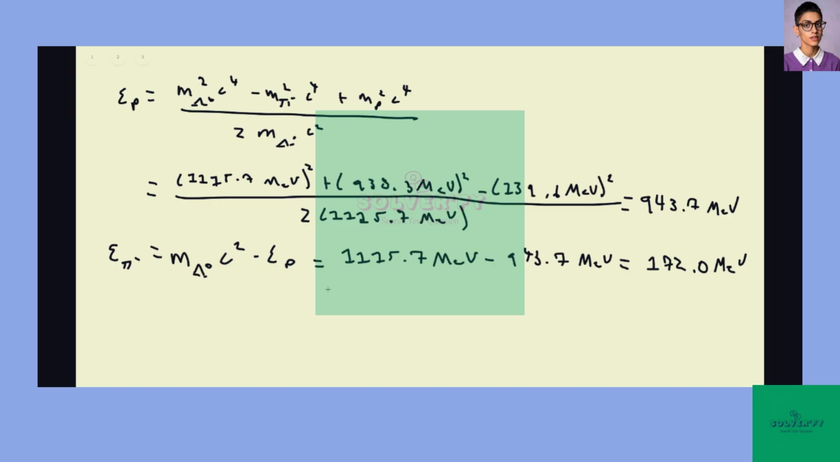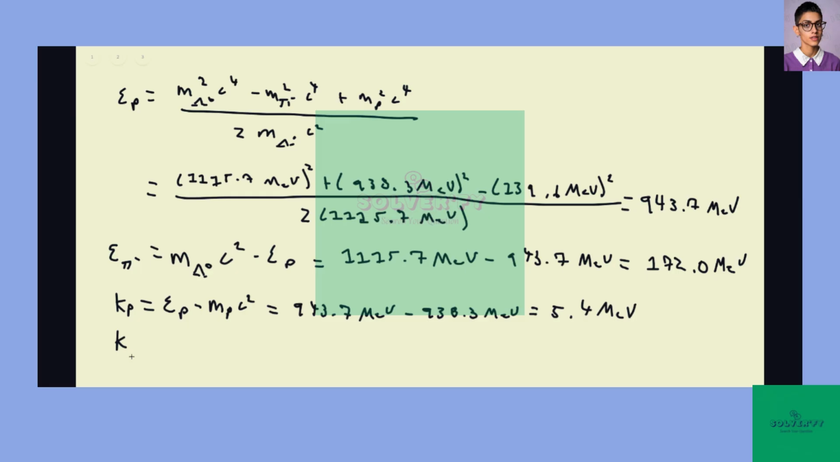Finally, the kinetic energy of each particle is given by its total energy minus its rest mass energy. So the total energy of the proton, 943.7 MeV minus 938.3 MeV, its rest mass, is equal to 5.4 MeV.